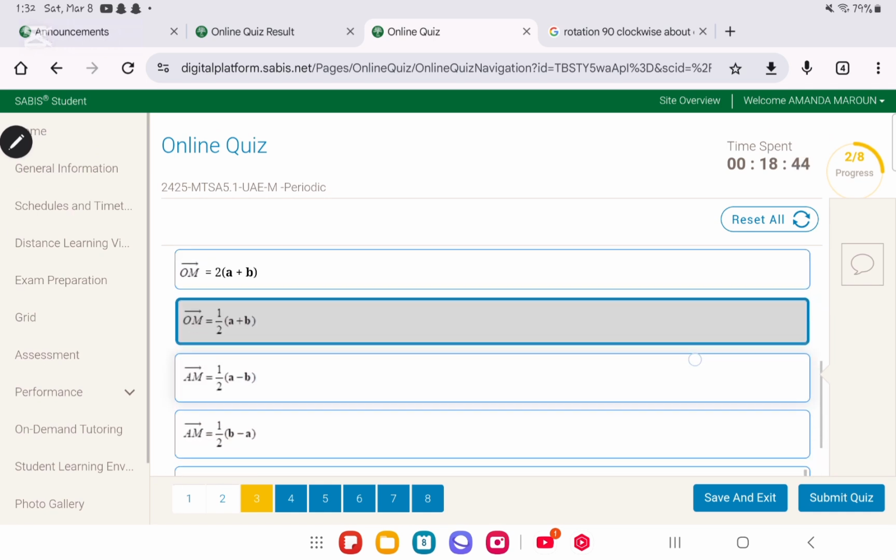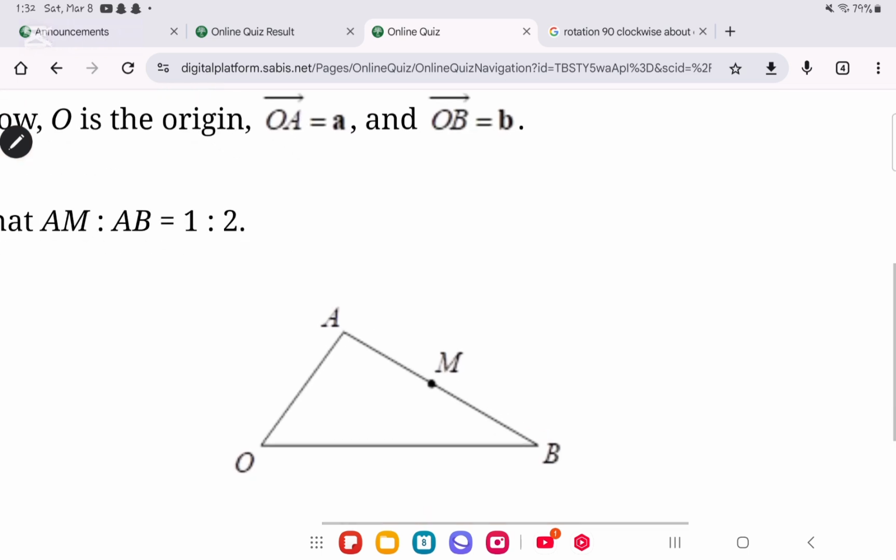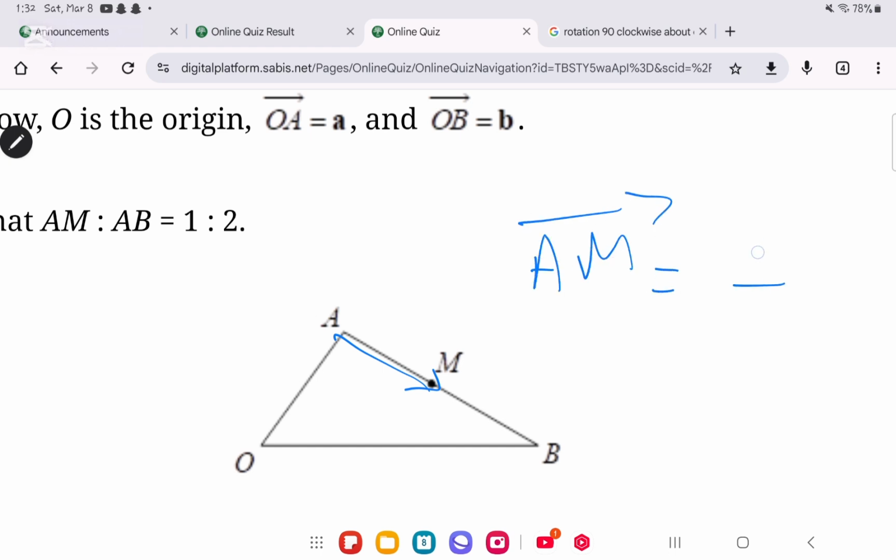We move on to AM. They want us to find the value of AM. I think we already found the value of AM. We know it is half of AB.